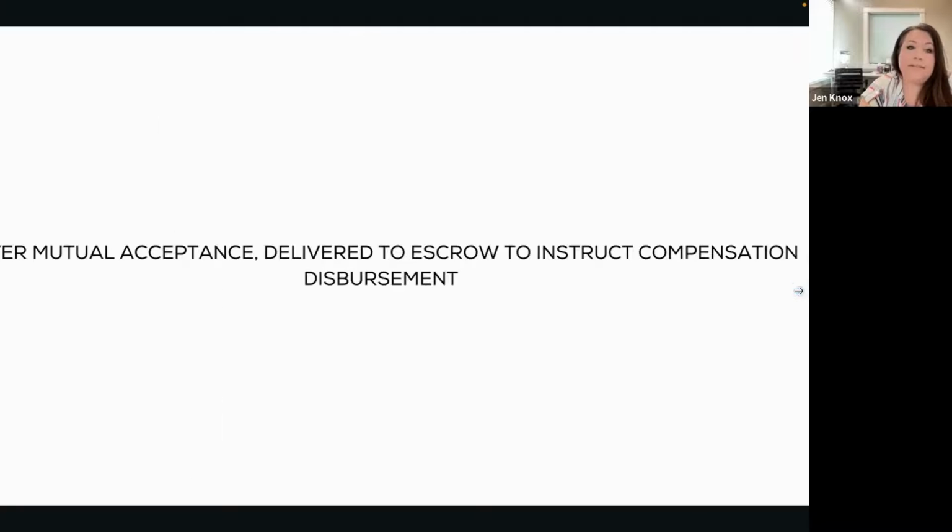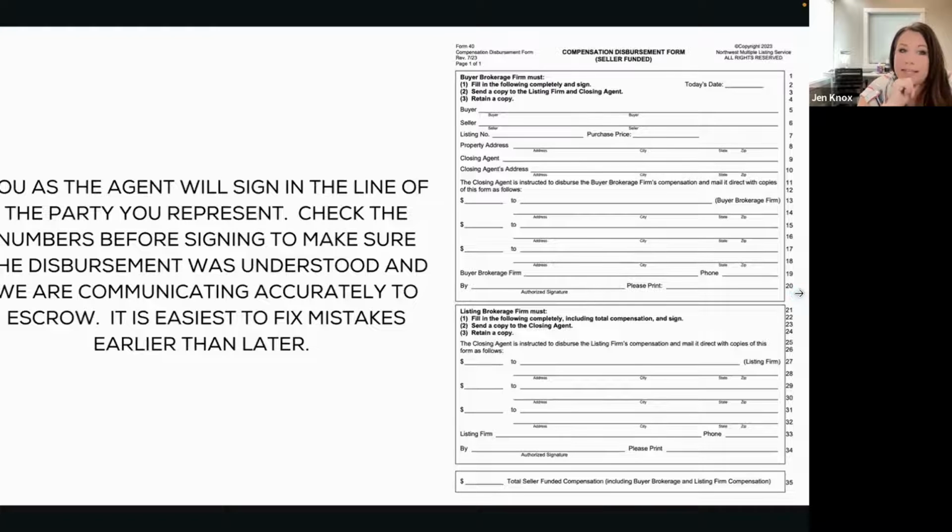So when do we use these? Well, right after mutual acceptance, when our contracts are delivered to escrow, that's usually one of the first things they ask for. So you're going to find this is being used pretty early on in your transaction. And it's great that we're doing it at this time because as the agent involved in the transaction, you're going to want to go ahead and double check all of these to the list of forms that I had in the beginning of this, the slides.